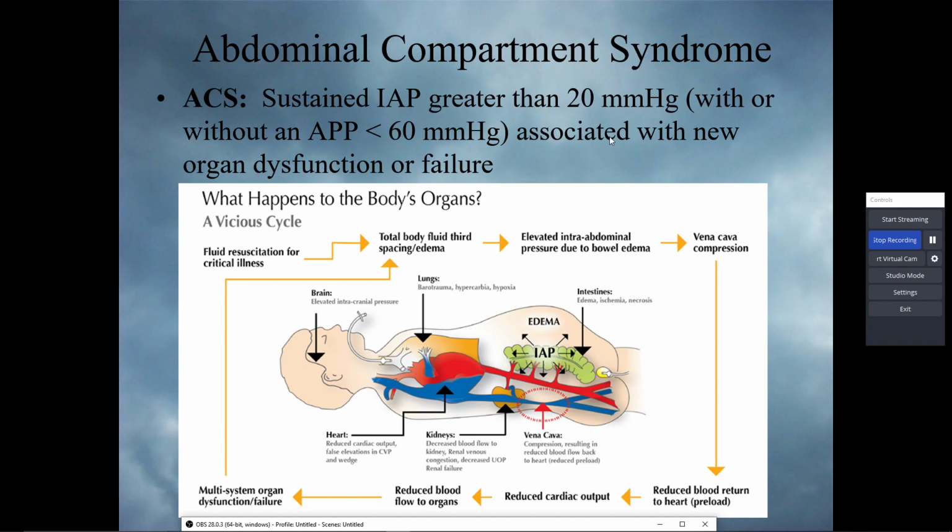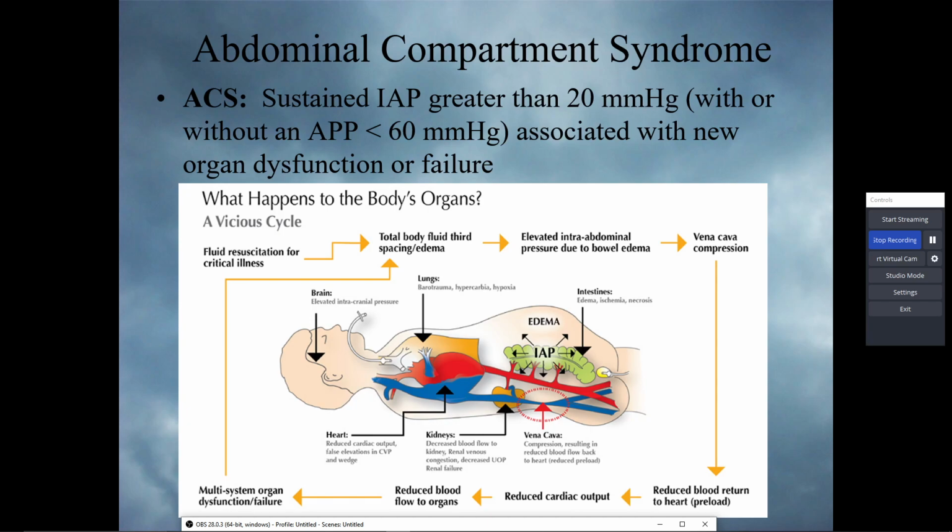I've already kind of said it, but here's a visualization of what happens and what this creates. Everything's impaired because of that abdominal pressure increase. Eventually, once we hit that 20 millimeters of mercury marker, or an average pressure overall of 60 with organ dysfunction, we end up in a state known as ACS, also known as abdominal compartment syndrome.